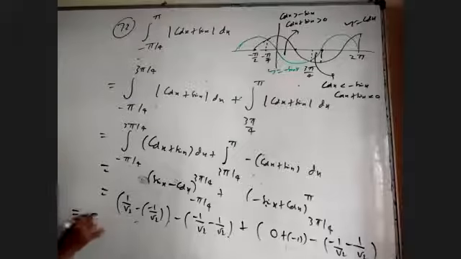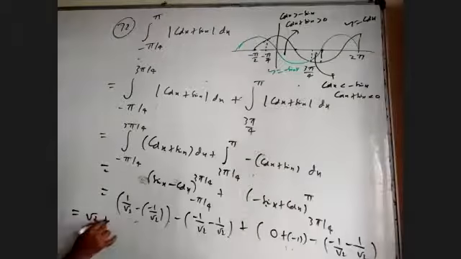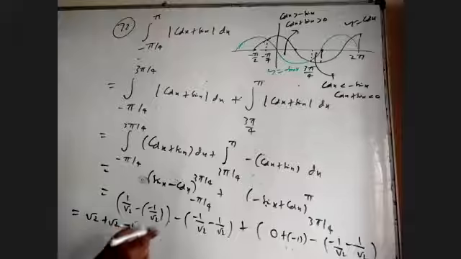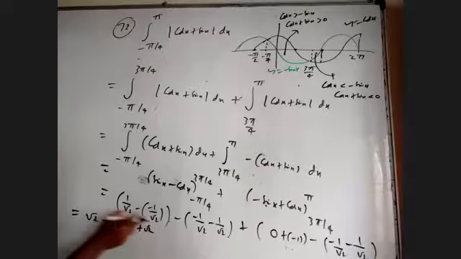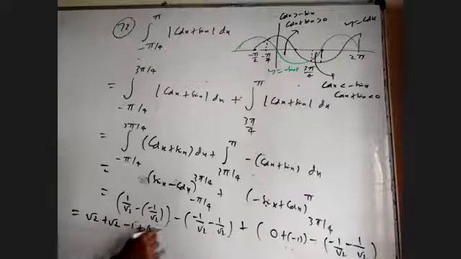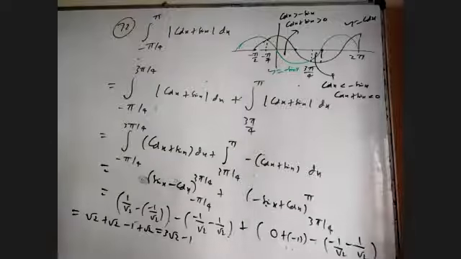This is root 2. This is also plus root 2. That is minus 1 and the last also plus root 2. Okay, 2 by root 2. So the answer is 3 root 2 minus 1. Is the answer good? Yes. Is it all right? 72?